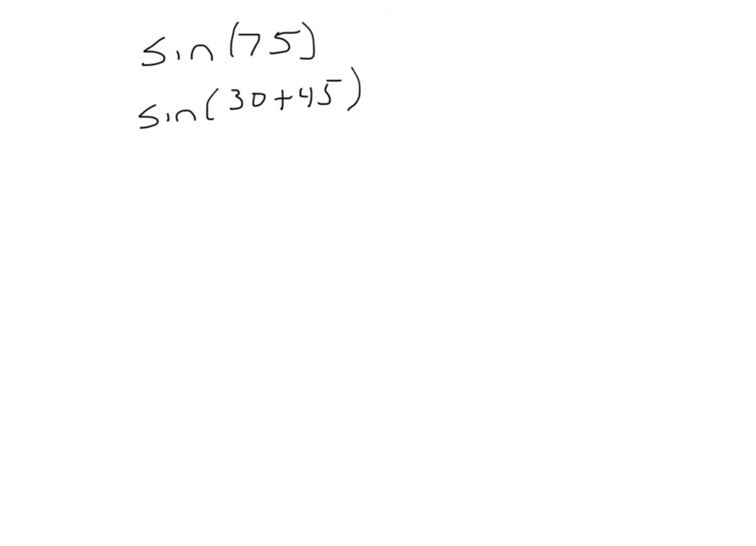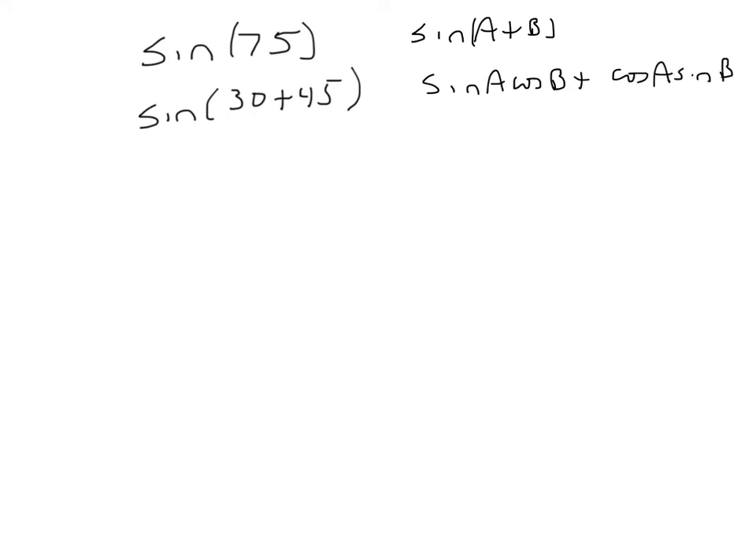So let's go back to this problem where I want the exact value for the sine of 75. And so I'm going to break that into 30 and 45 because I know those ratios, 30 and 45. Now my sine identity for the sum of two angles, and I'll write it again. The sine of A plus B is the sine of A cos of B plus cos of A sine of B.